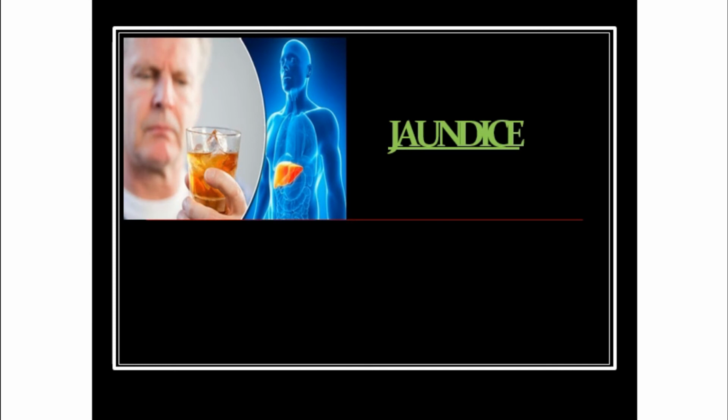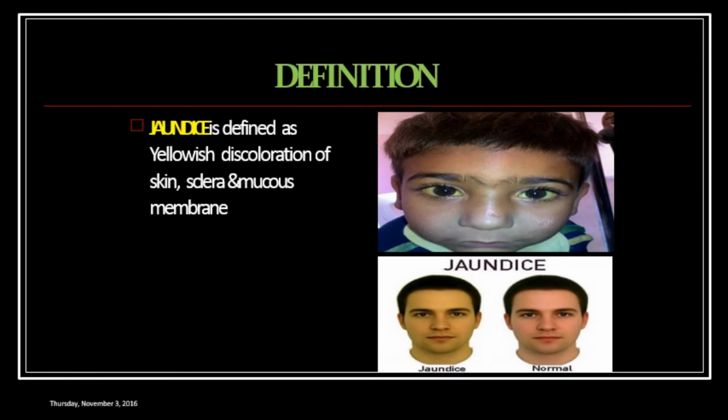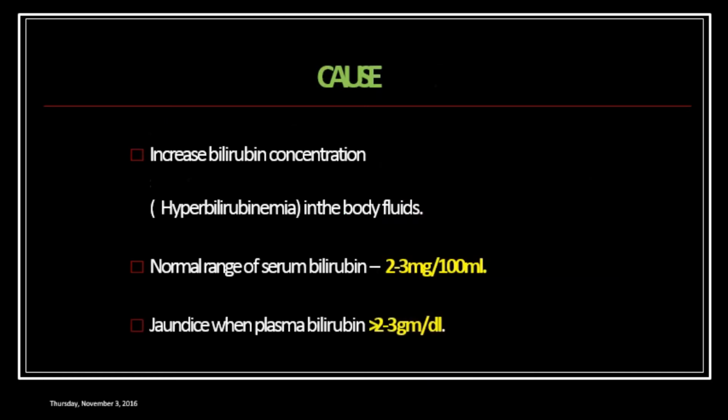Jaundice, also known as hyperbilirubinemia, means excess amount of bilirubin. Hyperbilirubinemia, another name for jaundice, is defined as yellow discoloration of skin, sclera, and mucous membrane. So basically, why may an individual have jaundice? If there is increased bilirubin concentration, then the person may have jaundice. The normal range of bilirubin is around 2 to 3 milligram per 100 milliliter. But when it is above this level, we call it jaundice.